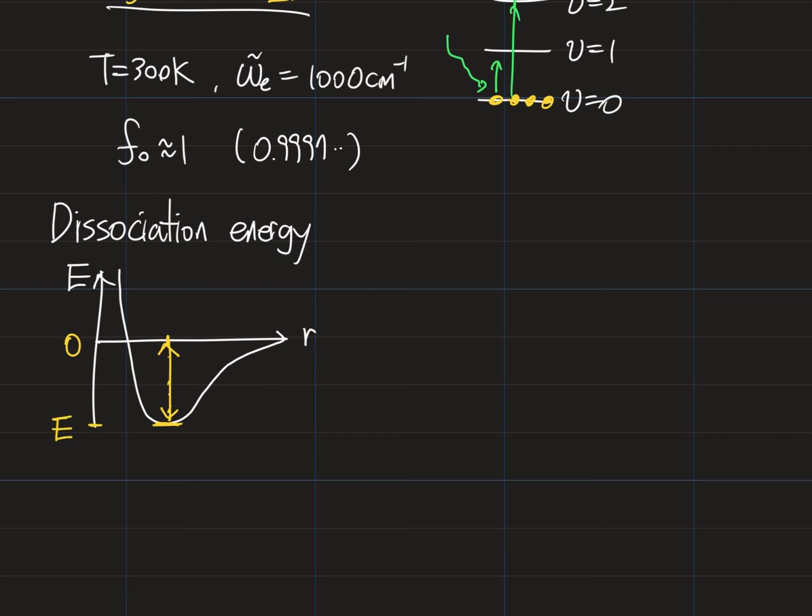So if you apply, or if you provide the energy to the molecule that can overcome this potential well, then this molecule would be dissociated into two atoms, right? So this energy is called the dissociation energy, De, because we are only thinking about the electronic energy of that potential energy surface.